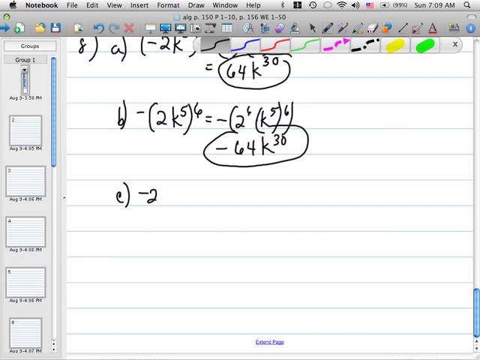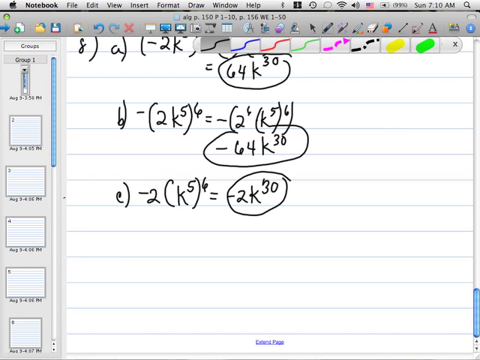And C, we have negative 2 times k to the 5th taken to the 6th. So do the power of the power, and we get negative 2k to the 30th if we multiply the exponents.